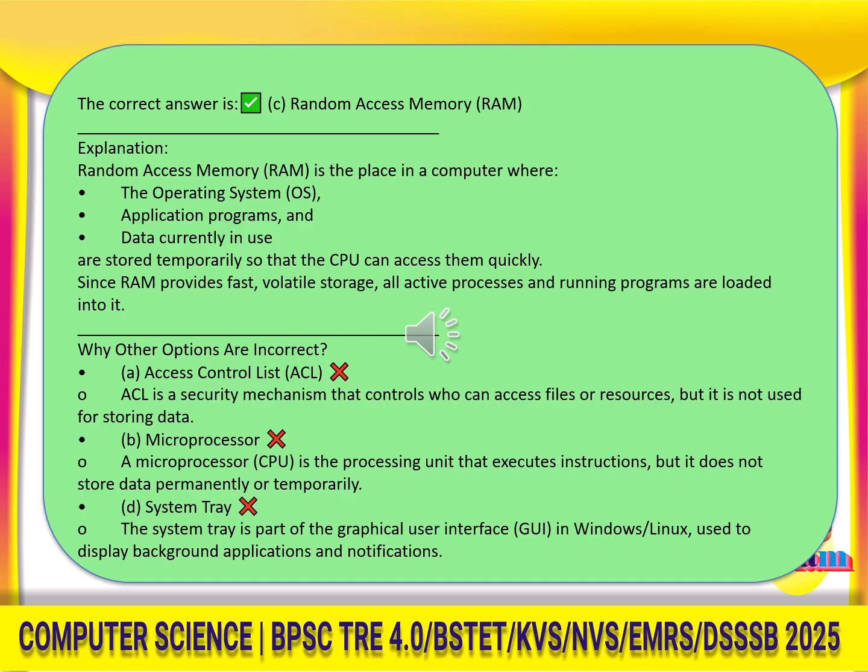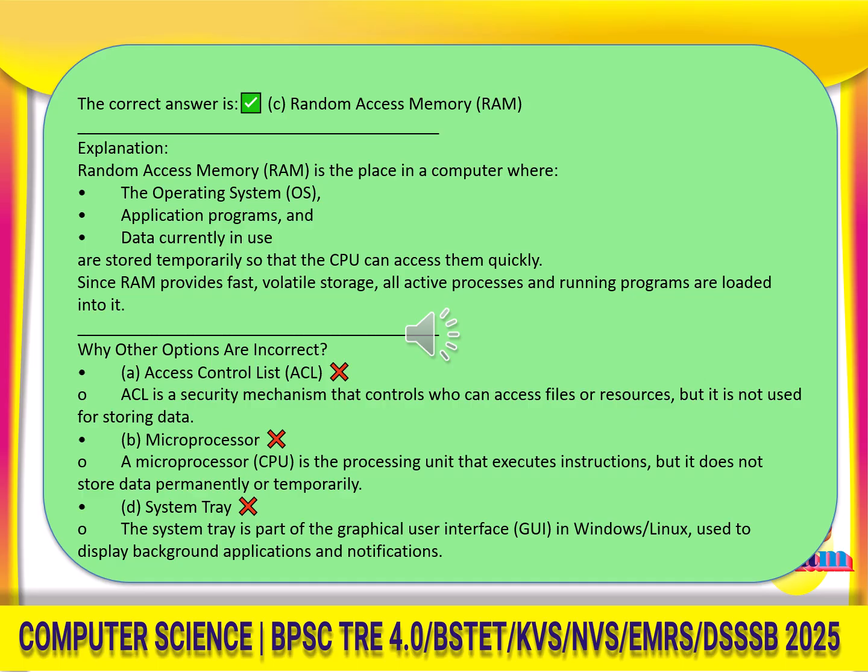Random access memory, RAM. Explanation. Random access memory, RAM, is the place in a computer where the operating system, OS, application programs, and data currently in use are stored temporarily so that the CPU can access them quickly. Since RAM provides fast, volatile storage, all active processes and running programs are loaded into it.